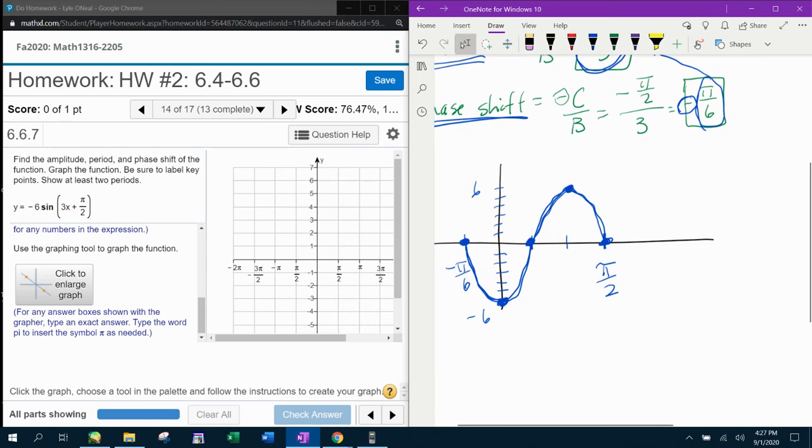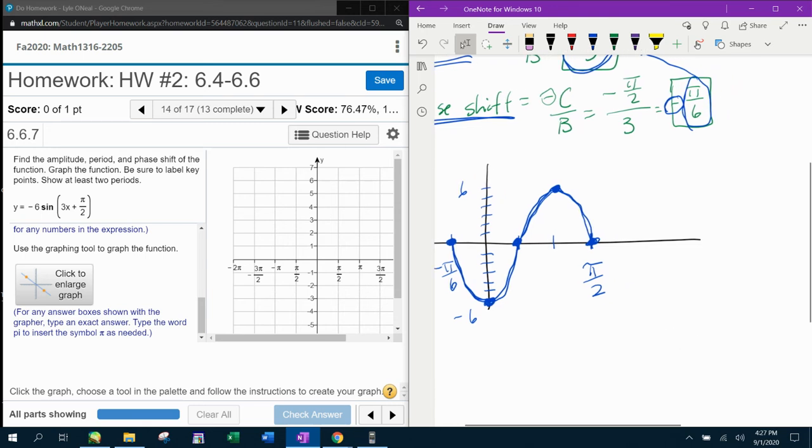That is one period. Now notice over here it says show at least 2 periods. Well, that's a piece of cake. If I just continue this graph out and continue my pattern, I'm going to count another 1, 2, 3, 4 spaces, okay? And I'm going to continue to go down, x-axis, up, x-axis, and we get another complete wave. Okay, so there's 2 periods.